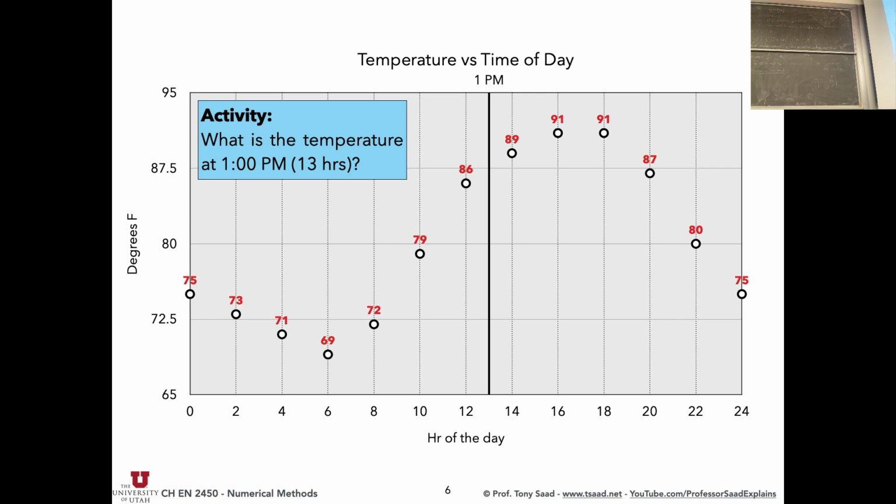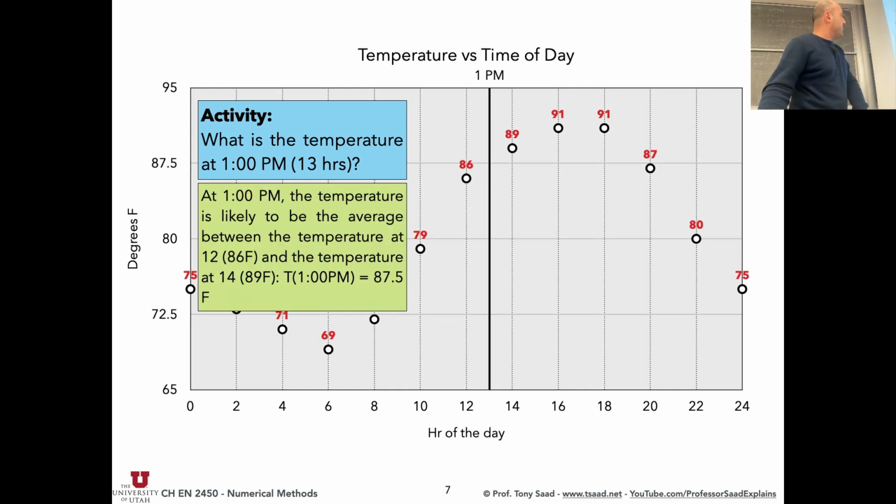So what? 87.5, 88-ish. Yeah, so somewhere between 86 and 89. Okay, more precisely, because 1 o'clock is right in the middle of 12 and 2 o'clock, a more realistic value would be exactly the average between 86 and 89 degrees, okay? Because it's right in the middle. Probabilistically speaking, that's kind of the best guess you could make. And that's right, thank you.